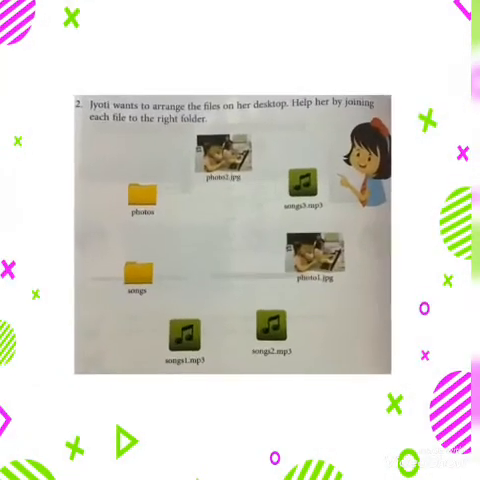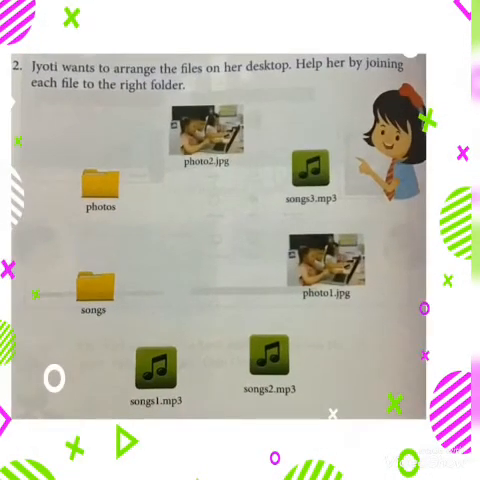Your second question is, Jodi wants to arrange all the files on her desktop. Help her by joining each file to the right folder. Yesterday I told you, what is this? This yellow color picture is a folder. This yellow color image represents a folder, and all other things are your files.